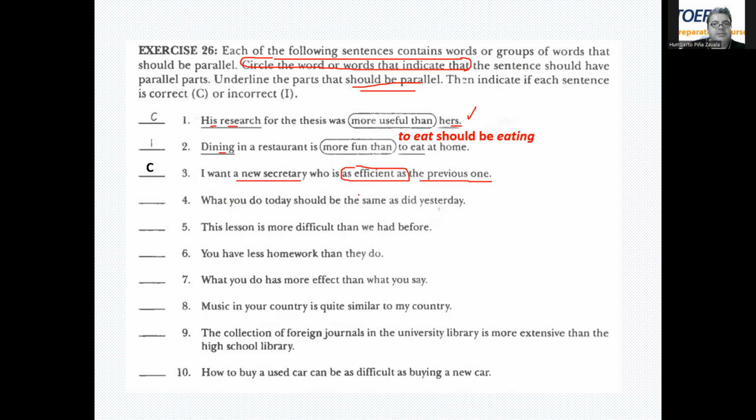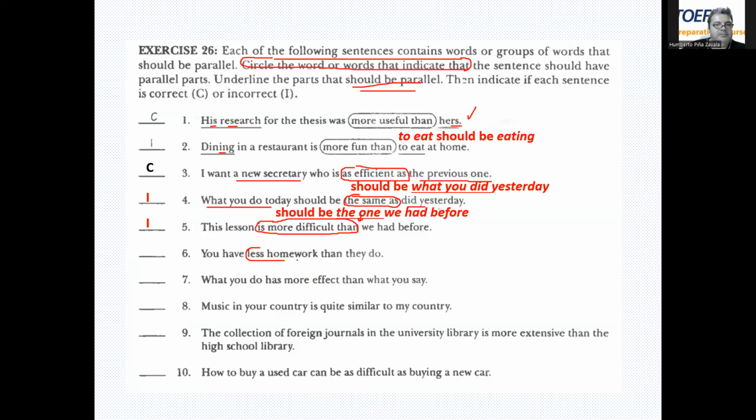What you do today should be the same as did yesterday. This is what you do, did. We're missing something to complete the parallel, so it's incorrect. It should be, what you do today should be the same as what you did yesterday. This lesson is more difficult than we had before. We're missing something here, it should be the lesson we had before, the one we had before.